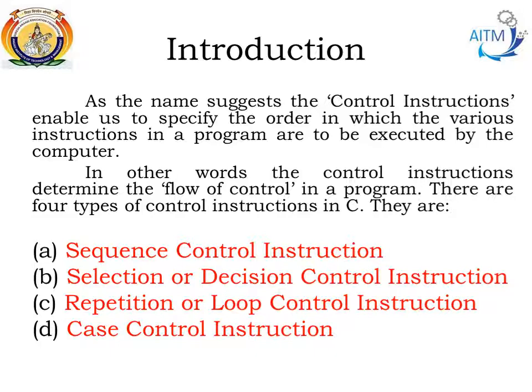There are four types of control instructions in C. They are sequential control instruction, selection or decision control instruction, repetition or loop control instruction, and the fourth one is the case control instruction. We'll discuss all these control instructions in detail.